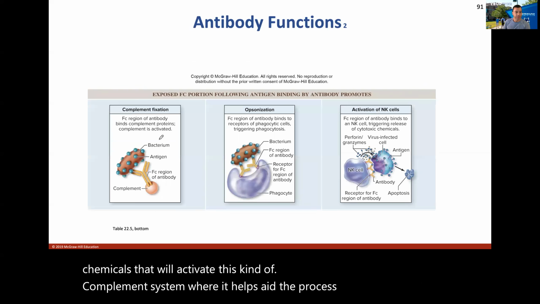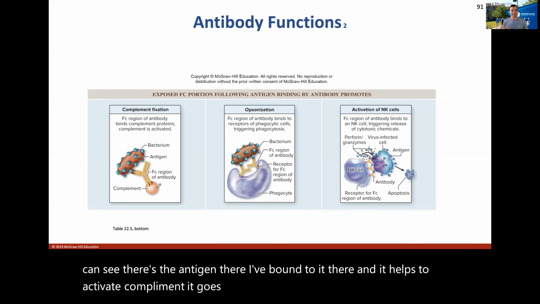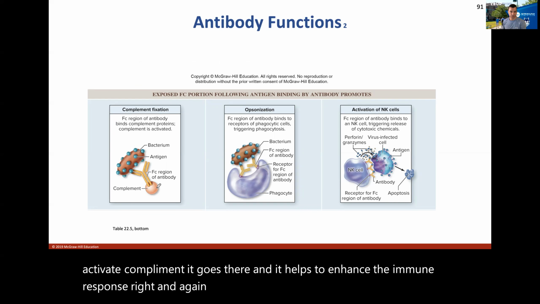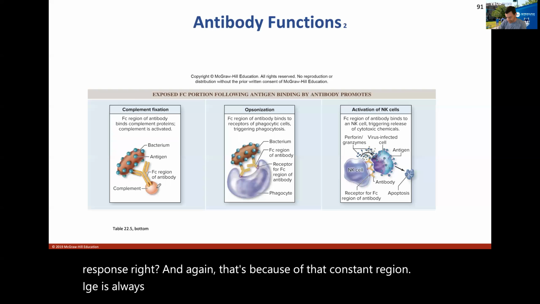Okay. And here you can see there's the antigen. There I've bound to it, and it helps to activate complement. It goes there and it helps to enhance the immune response. All right. And again, that's because of that constant region. IgE is always this. IgG is always this. IgA is always this.